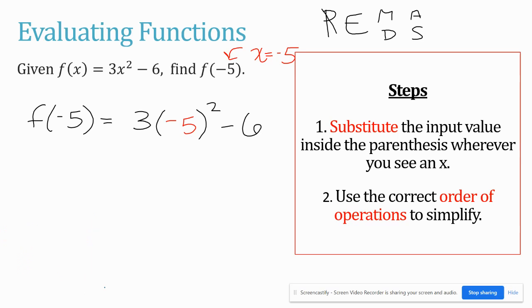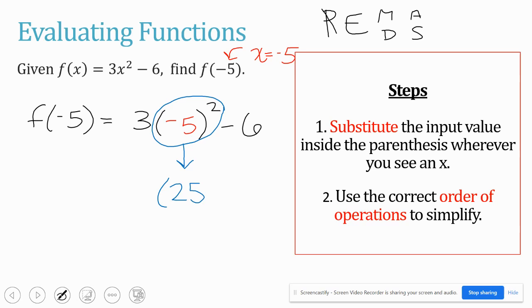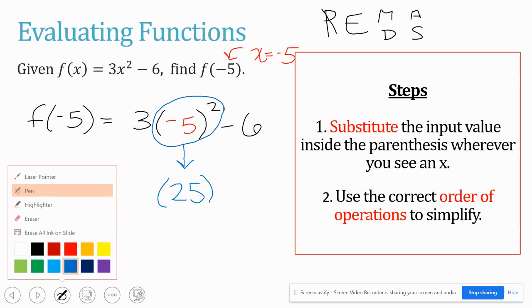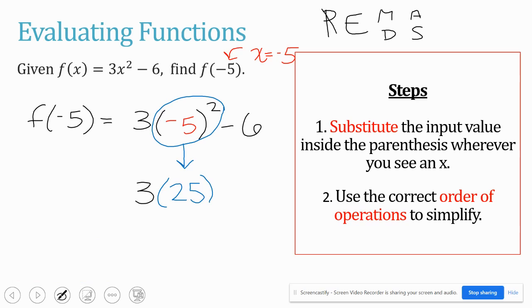So I'm only going to focus on this negative 5 squared first. We do that. Negative 5 times negative 5 gives us a positive 25. And I'm leaving it in parentheses and bringing that 3 down. So please do not multiply first. Do the exponent first. If you multiply first, that's the incorrect order of operations.